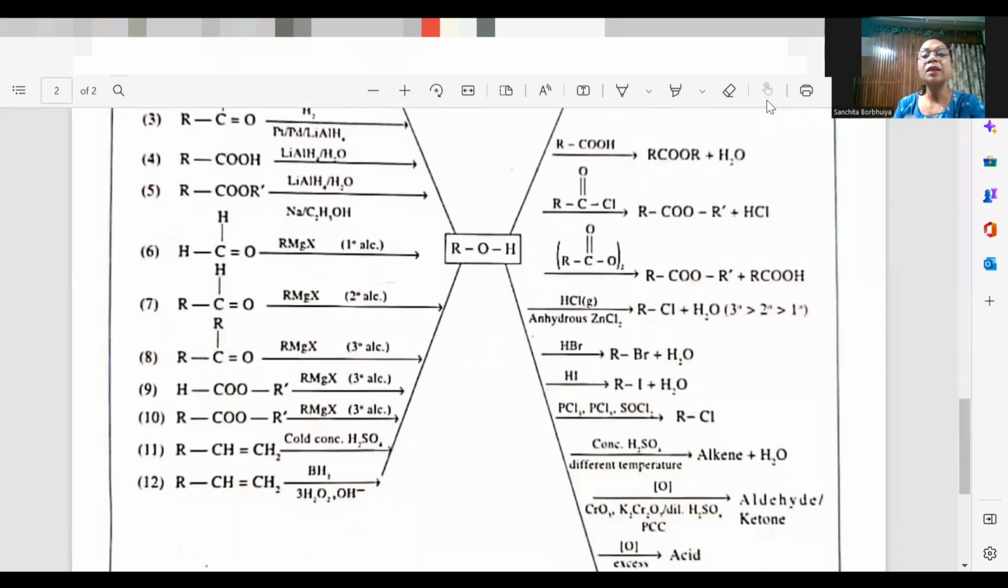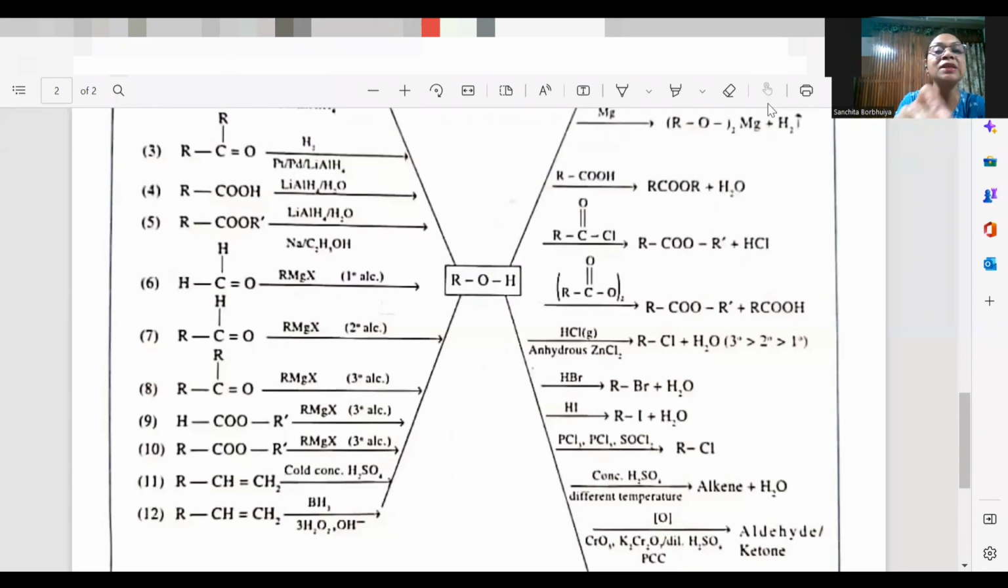Next, let's treat an alcohol with a carboxylic acid. If we treat an alcohol with a carboxylic acid, we will get an ester. You know that alcohol and the carboxylic acid, the OH and the H will leave as water, and what you are left with is RCO. Okay, you are left with RCO and the OR.